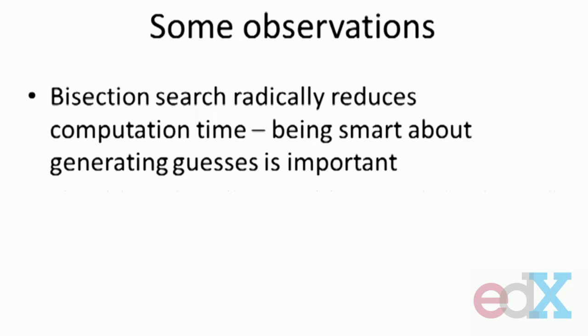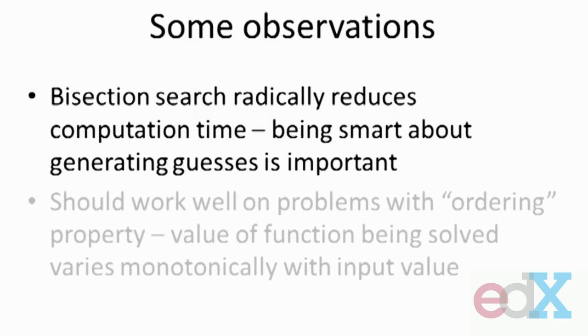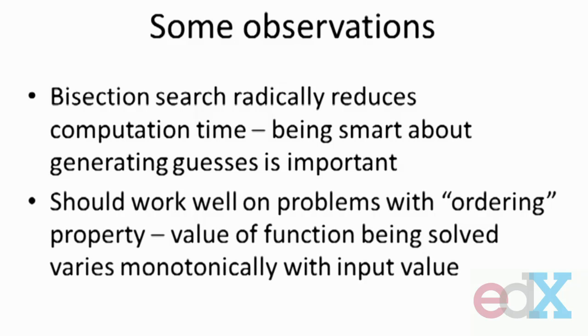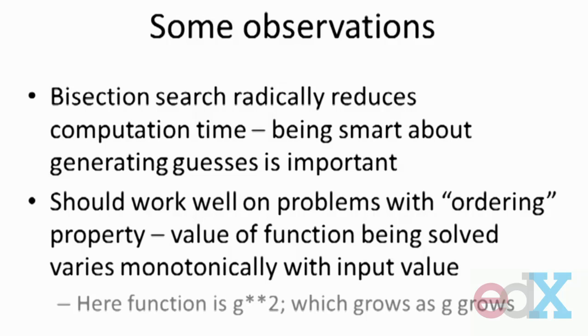So when does this idea of bisection search work? Well, it should work well on problems where there's a sort of ordering property, meaning that the value of the function being solved varies monotonically with the input value. Another way of saying it is, here the value I'm looking for is g squared. That grows as g grows. And that says that there's this nice ordering of the solutions, or the potential solutions, and so picking a midpoint gives me a good way of cutting the problem in half at each stage.